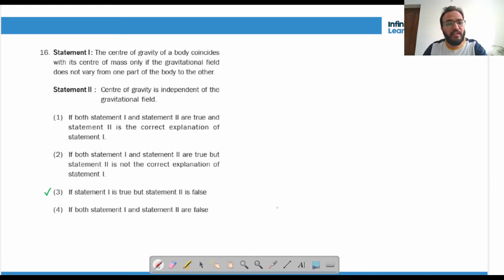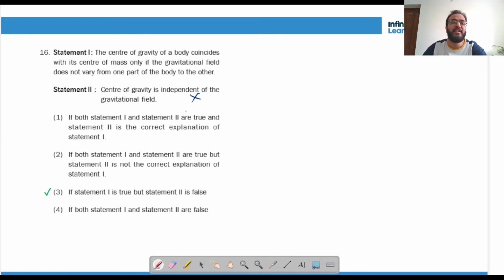Now, the center of gravity of a body coincides with its center of mass only if the gravitational field does not vary from one part of the body to another. That is absolutely correct. If the gravitational field is uniform in the complete body, then only COM and COG coincide, otherwise not. Second statement is: center of gravity is independent of gravitational field.